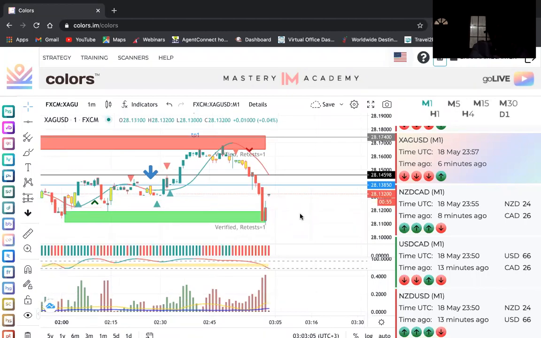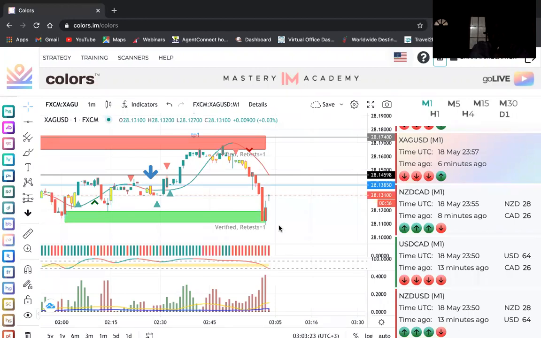Can you see what's happening? Look at this. Can you see, guys? It's now oversold on the 1 minute, right? It's now oversold, and the buyers are coming back in, right?